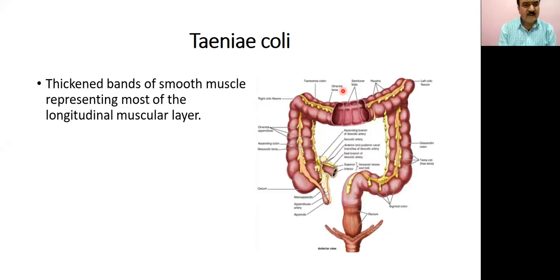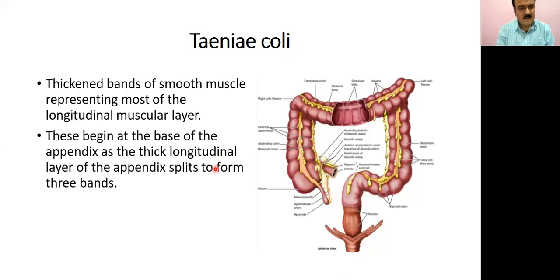So what are these taenia coli? Thickened bands of smooth muscle, representing most of the longitudinal layer of the muscle. You can see here, this is the longitudinal muscle layer in the form of taenia coli, just like we have the circular muscle here. The longitudinal muscle is grouped together in the form of bands called taenia coli. These begin at the base of the appendix, where the thick longitudinal layer of the appendix separates to form 3 bands.